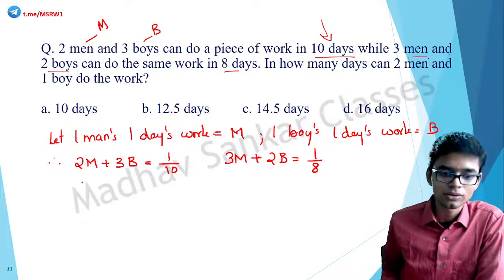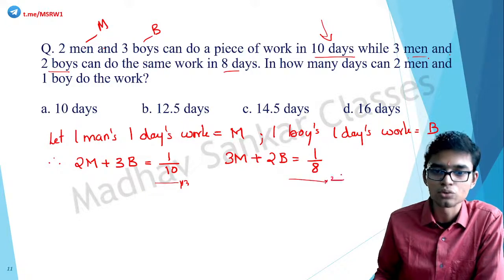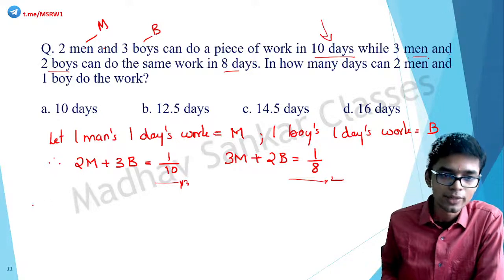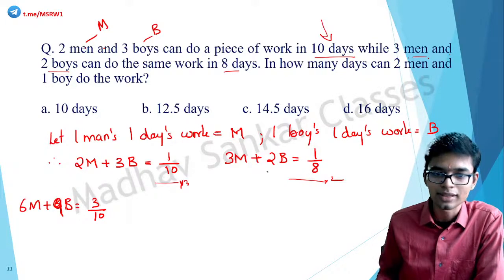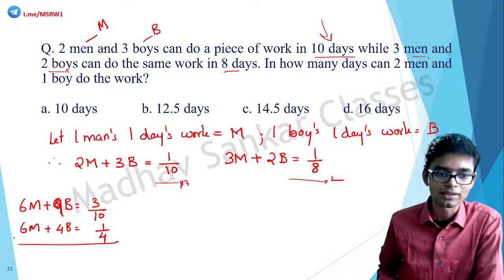Correct? So, how to solve for M and B? Let's multiply the first equation with 3 and the second equation with 2. Therefore, we can eliminate M and find the value for B. So it will become 6M plus 9B is equal to 3 by 10. And the second one will become 6M plus 4B is equal to 2 by 8, that is 1 by 4. Correct? Now, simply subtract.